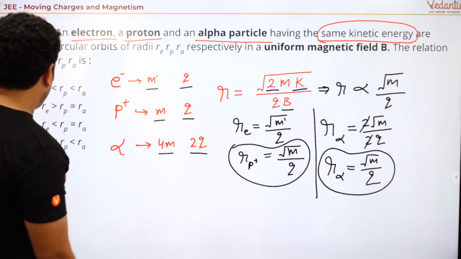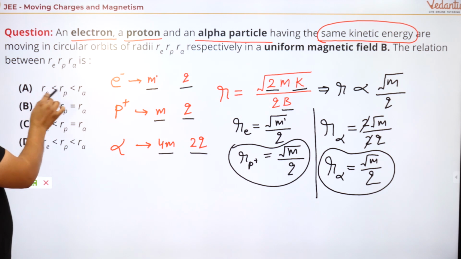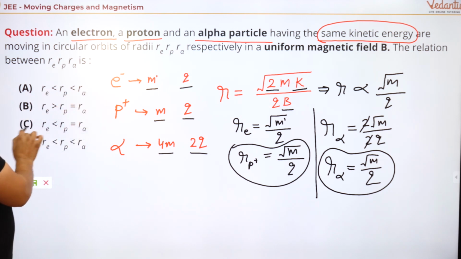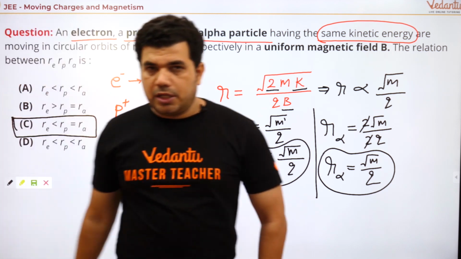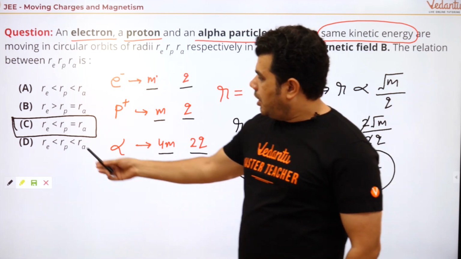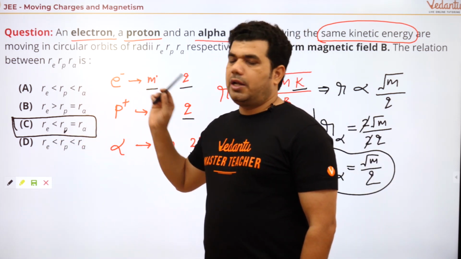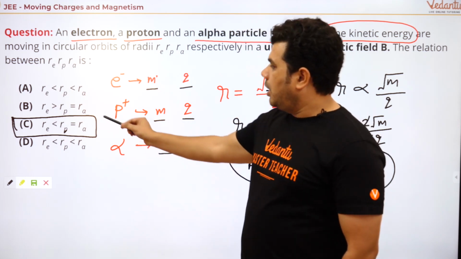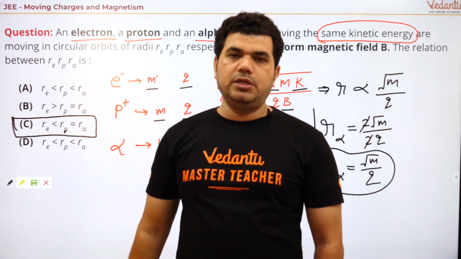So where is the option? re is minimum, and r alpha and rp are equal. Now you can see here, dear students, re is smallest and rp and r alpha are equal, so this is the answer C. Got it? How many of you had got this answer earlier?